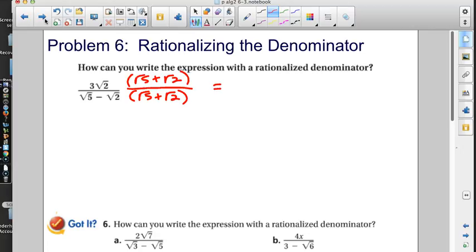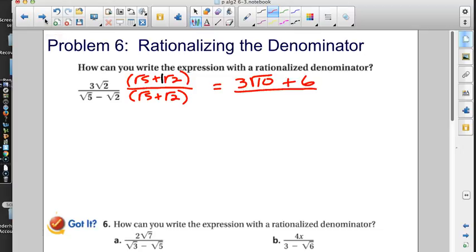So now on the top, we're going to distribute that 3 square roots of 2. And remember, integers are multiplied by other integers, radicals multiplied by the same radical. So these are both square roots. 3 square roots of 10. And we've got a little imaginary 1 in front of that square root of 2. So 3 times 1 is 3. Square root of 2 times the square root of 2. Hey, that's the square root of 4. That's 2. So 3 times 2, that's going to be a 6.